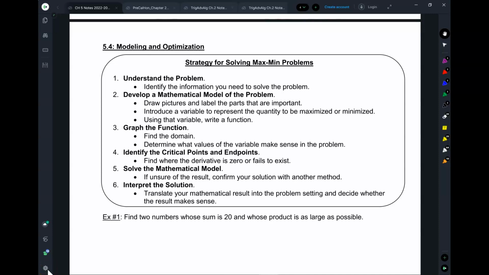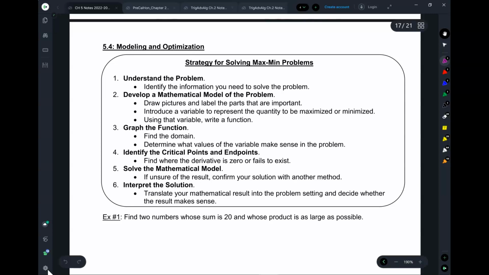Hi everyone. Today we are going to cover section 5.4, which deals with optimization. So basically optimization is when you have a quantity, and it's how to minimize or maximize that quantity in order for you to achieve the best or the optimum results, right?